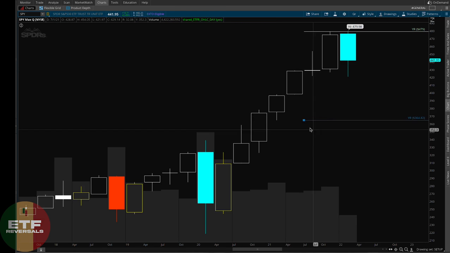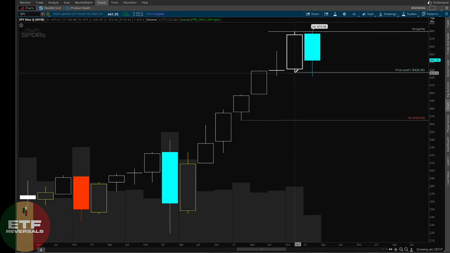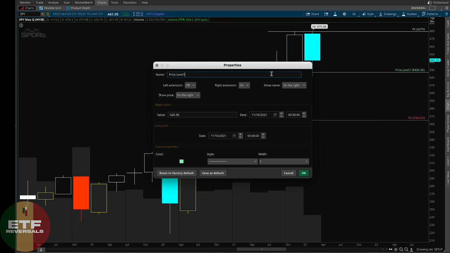So this is one thing about Thinkorswim. You have to update these lines when you go to different time frames. So we can see this is the quarter.